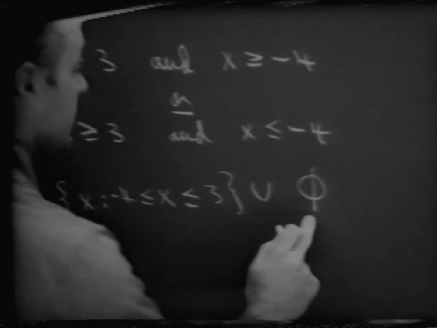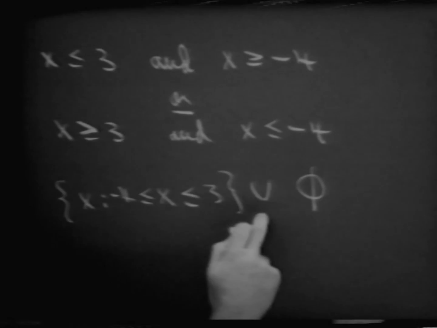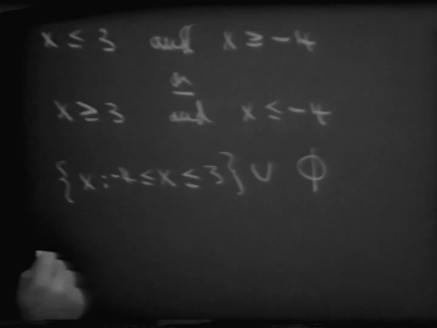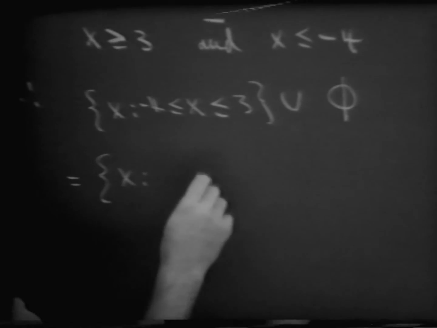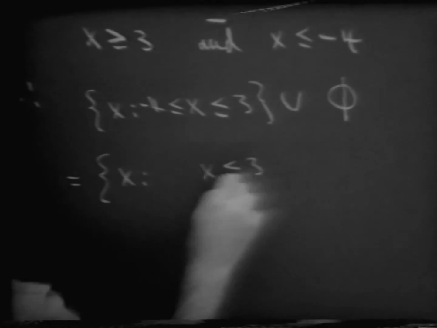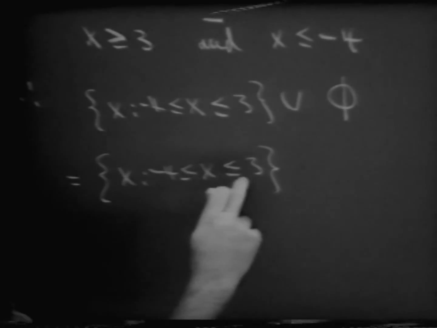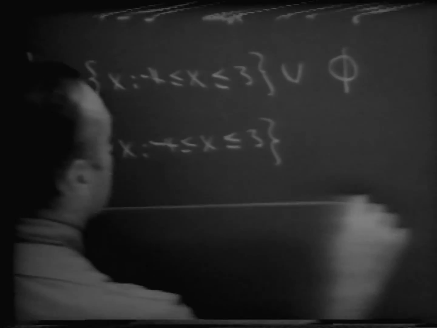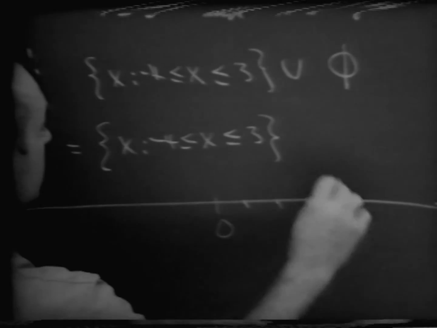Union the empty set. Now, this set, union the empty set, then is going to be equal to simply this set. Is that right? So we have the set of all x's such that, let's continue with the same notation, x is between negative 4 and 3. That then is our solution set, and the graph of that solution set we may make in terms of 3, 4, and so on.